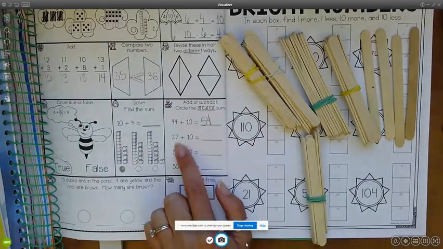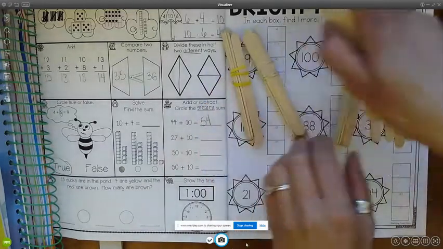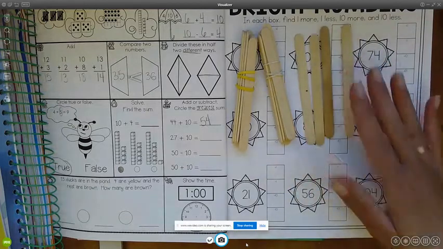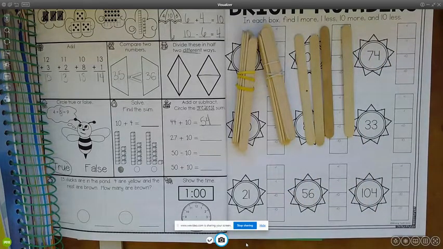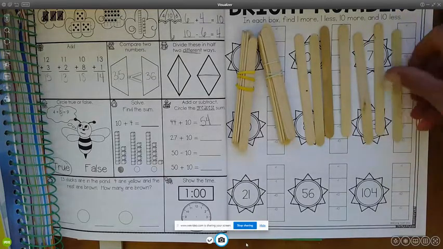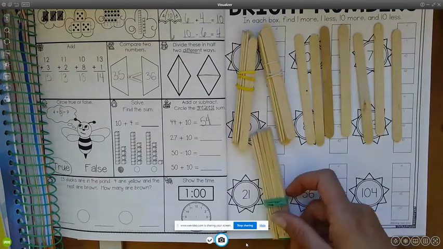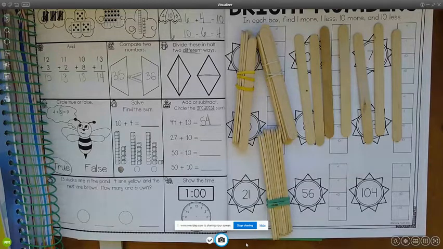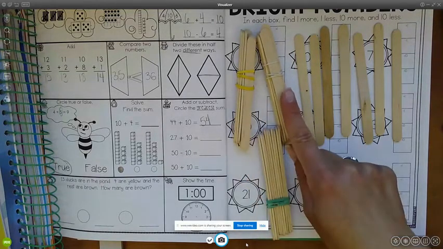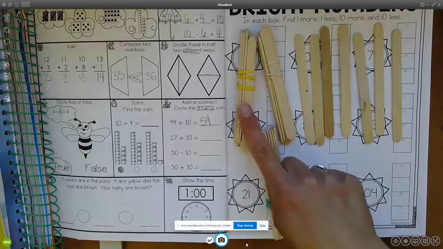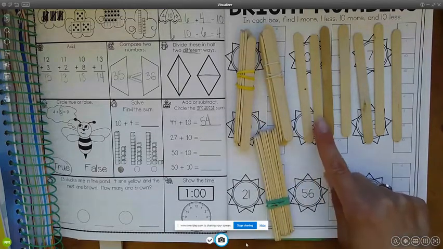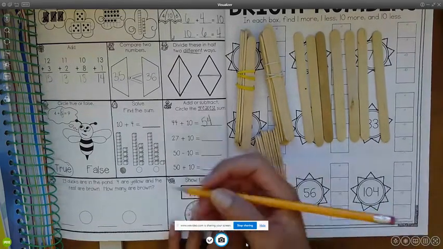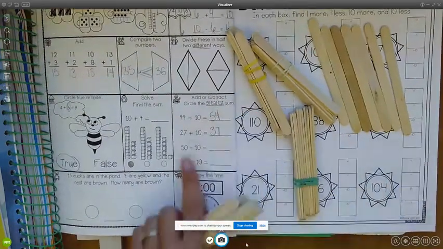Okay, next problem says 27 plus 10. So if I have 27, I have 10, 20. I know there's 4 there. 24, 25, 26, 27. I'm going to add 10. If I add 10, I have, count them, 10, 20, 30, 31, 32, 33, 34, 35, 36, 37. Notice that 7 didn't change. I have 37, just one more 10.